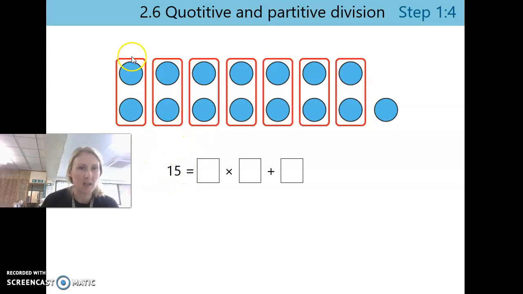Should we check that? I know we can count in 2, so let's do that first. 2, 4, 6, 8, 10, 12, 14. 1 more than 14 is 15. So that's right, isn't it? Well done. Showing us here. 7 groups of 2 with a remainder of 1 is the same as 15.